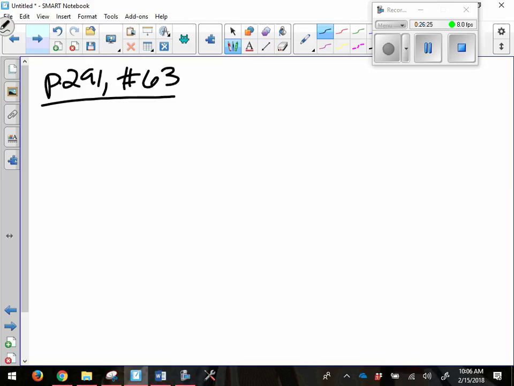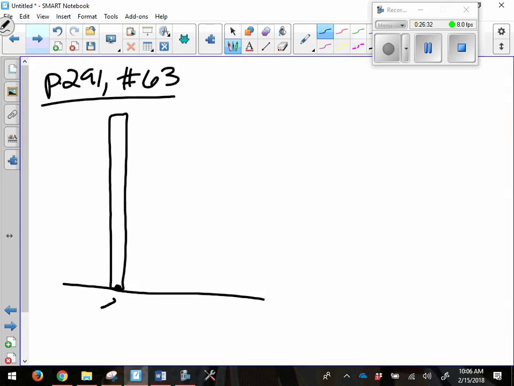So I've got my meter stick. Here's going to be my rotational axis along the floor.